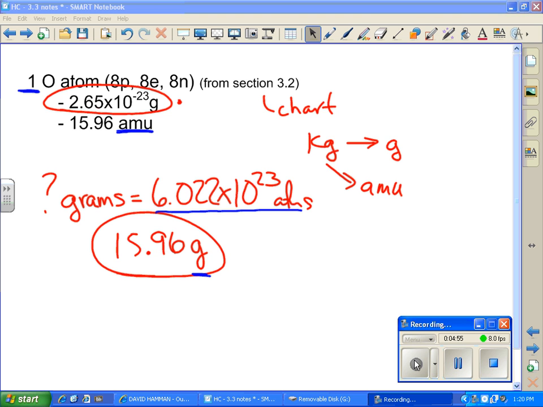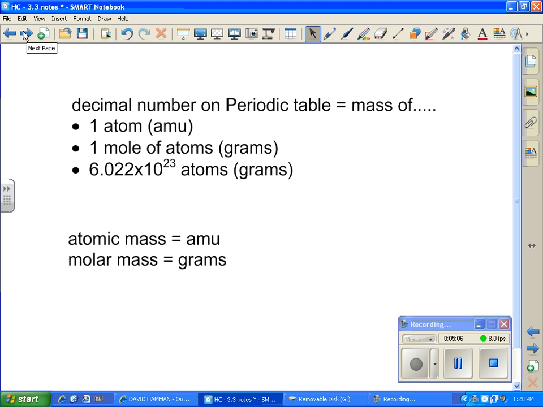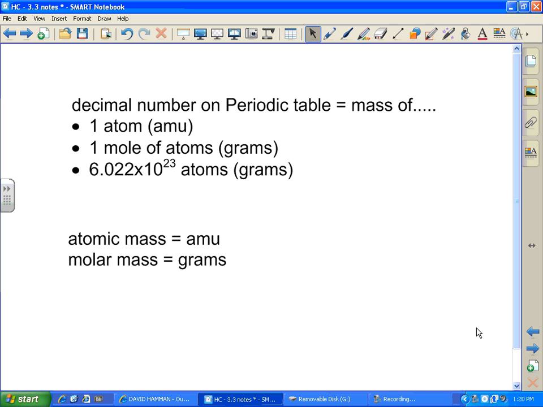So here we have a relationship where one atom is 15.96, and a lot of atoms are 15.96. Well, it's our units. So here's what you need to think about to summarize it. The decimal number on the periodic table tells us the mass of one atom, if the units are in AMUs. It tells us the mass for 1 mole of atoms in grams, and it tells us the mass of that many atoms in grams.